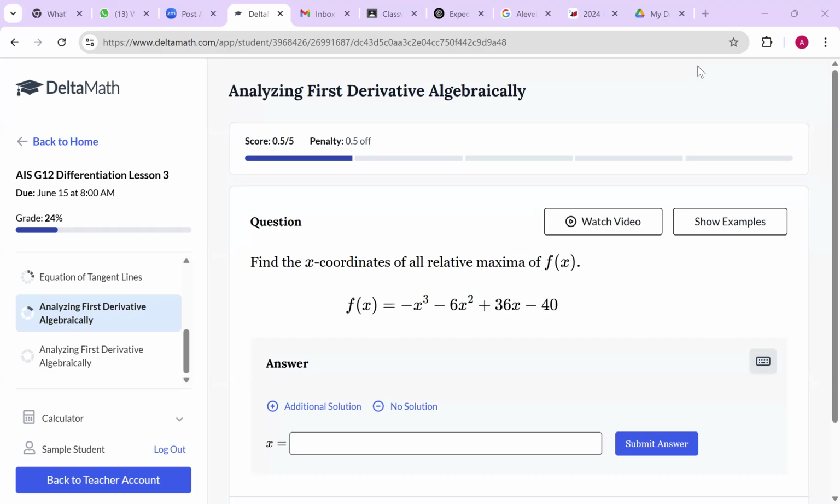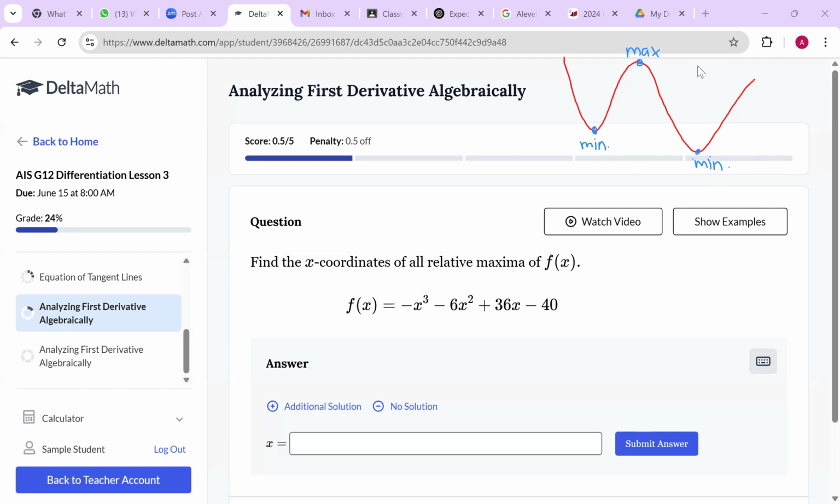Hello all and welcome to this video in which we shall discuss analyzing the first derivative algebraically, more specifically finding the relative maximum or minimum of a function. So let's draw a random graph of any function and let's discuss what's going on. Here we have something called a minimum. Here we have something called a maximum. Here we have something called a minimum as well.